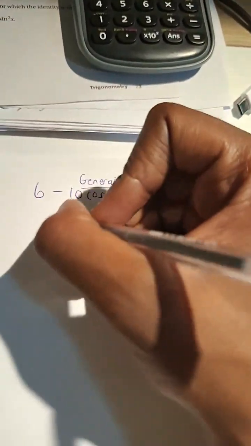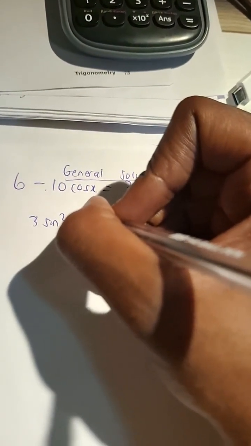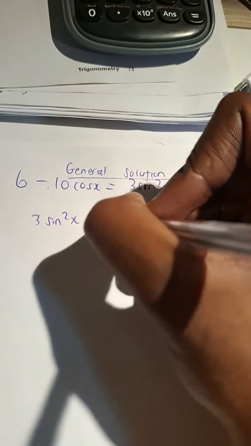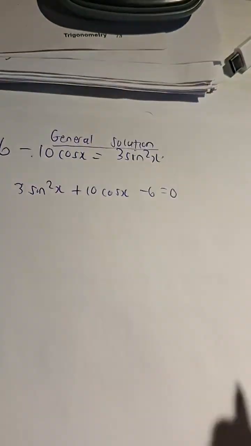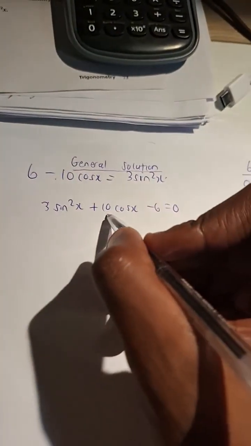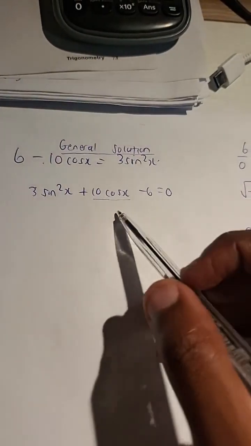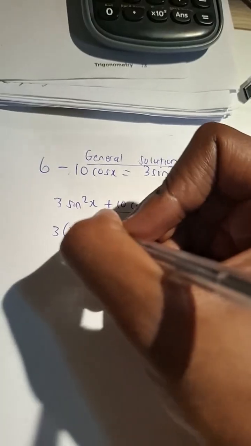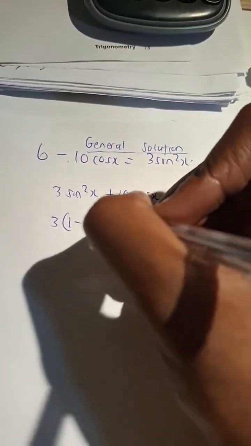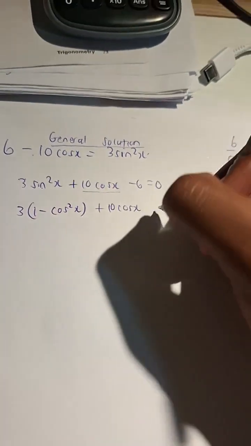Let me rearrange this a bit. 3 sine squared x, then take the minus 10 cos x over, plus 10 cos x, then the 6 over, minus 6 is equal to 0. Since I have a cos x term, which would probably be my middle term, let's change sine squared x to 1 minus cos squared x. That seems like the favorable choice to make.